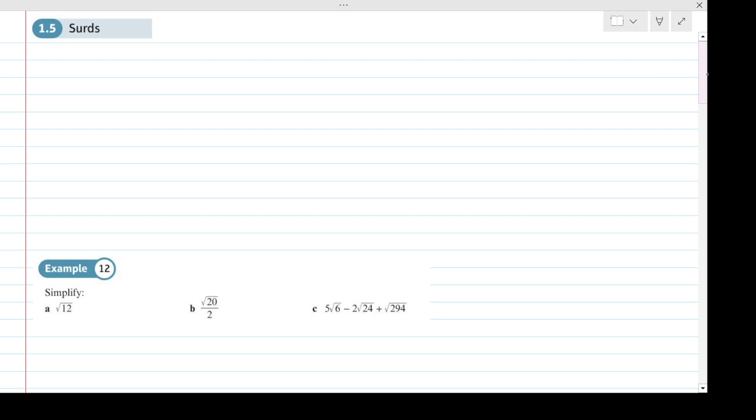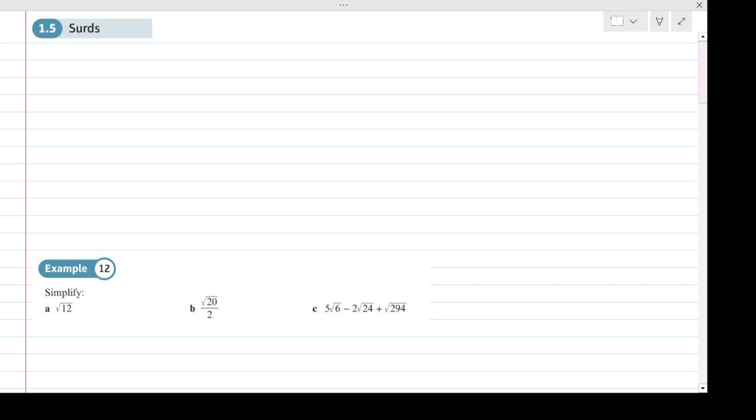Hello. So last time we looked at negative and fractional indices. In particular with fractional, we looked at how that converts to square roots and roots in general. And we're going to expand a little bit on that in this section. So here we're going to look at surds.